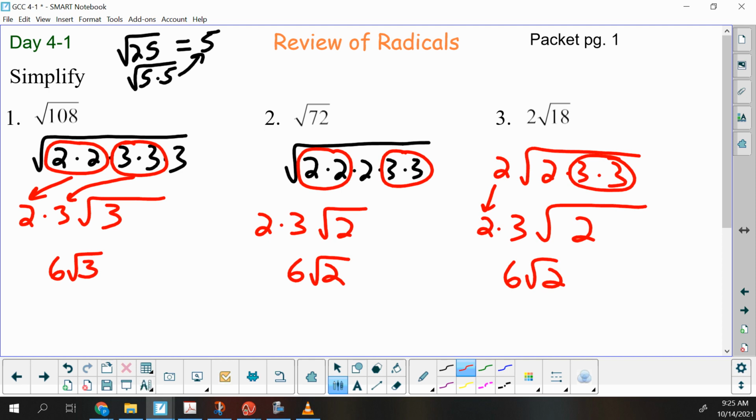So notice we have 3 different ways on this top of the page here to represent the same value. Square root of 72, 2 squared 18, and 6 square root of 2. Those all represent the same thing.